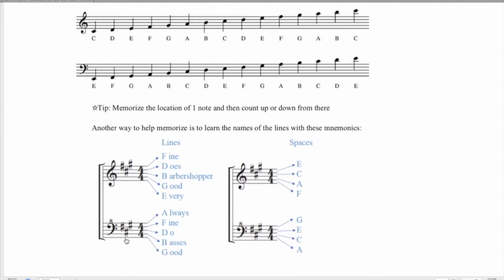For the bass clef, the 5 lines from the bottom up are G, B, D, F, A. The mnemonic phrase for the basses is good basses do fine always. Or you could always say good baritones do fine always. As for the spaces, well, it spells part of a word: A, C, E, and G, or ace G.